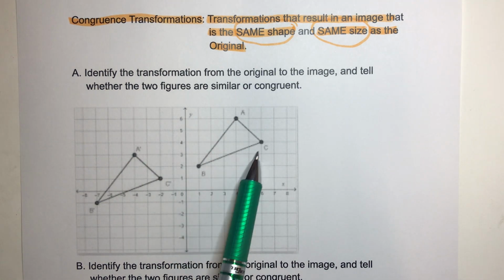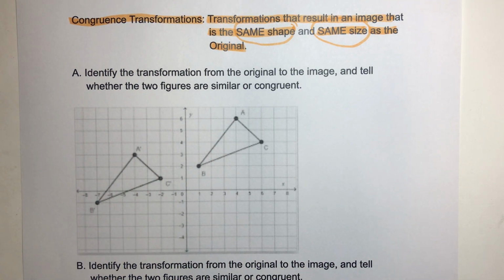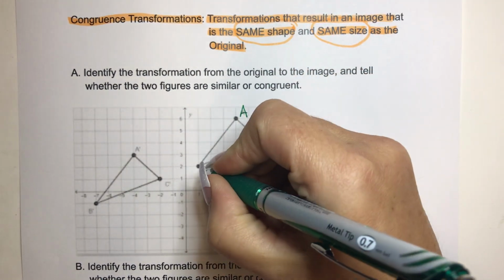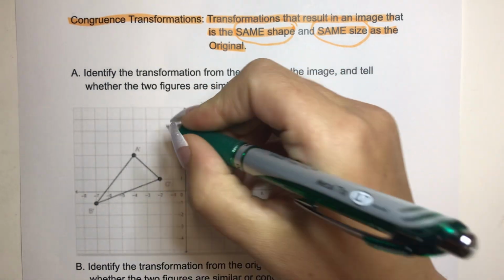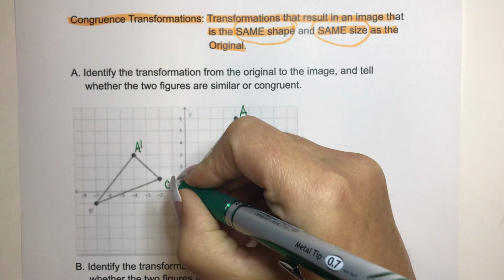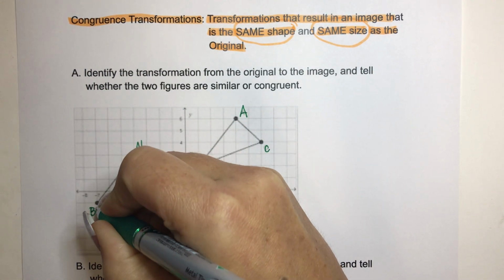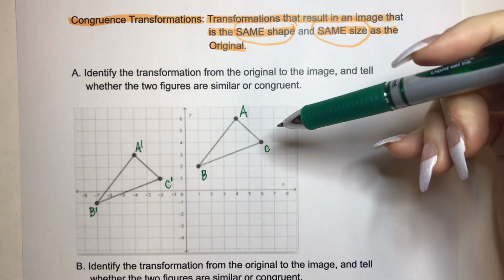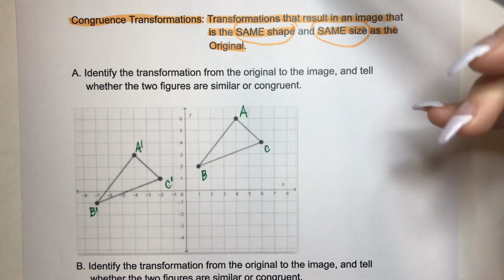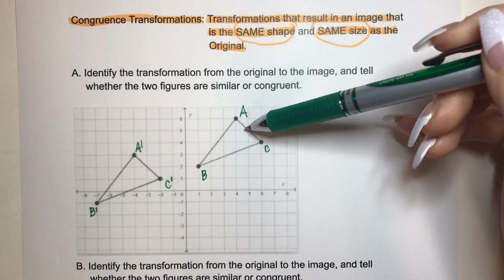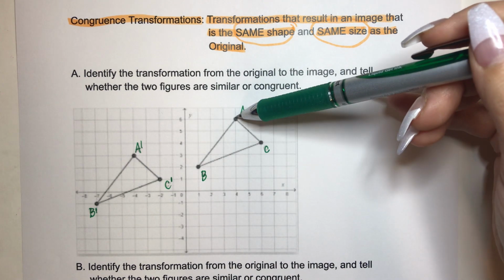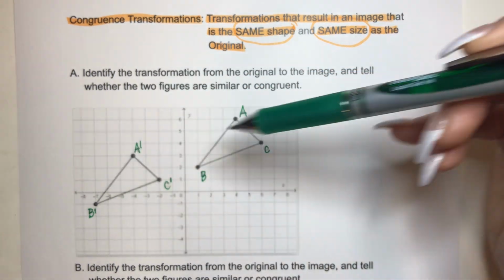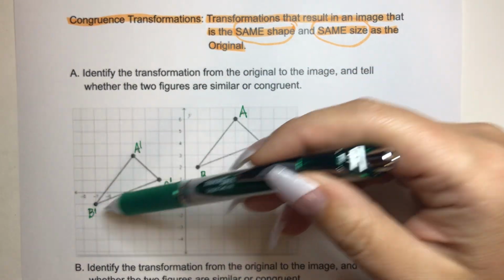Okay, so here we have A, B, C, and then it goes from A prime to B prime to C prime. So this is A, this is B, and this is C. This is A prime, C prime, B prime. Congruence transformations are going to be either a translation, reflection, or rotation. What does that look like? Does it look like it's being reflected over the x-axis or reflected over the y-axis? No. Does it look like it's being rotated? No, because A, B, and C are all in the same position.